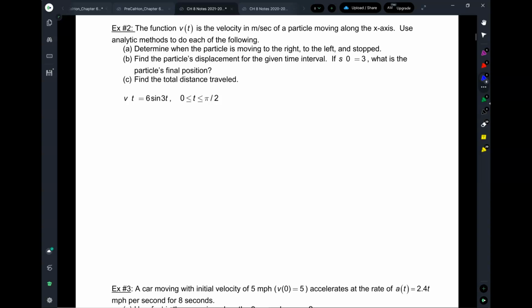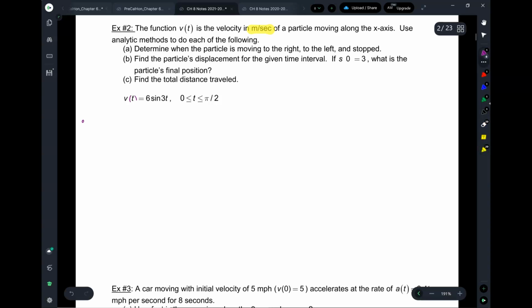Okay, the function v is the velocity in meters per second. I always like to highlight the units of a particle moving along the x-axis. Use analytic methods for the following. Determine, again, when the particle is moving to the left, right, and stopped. Okay, so let's do that first.